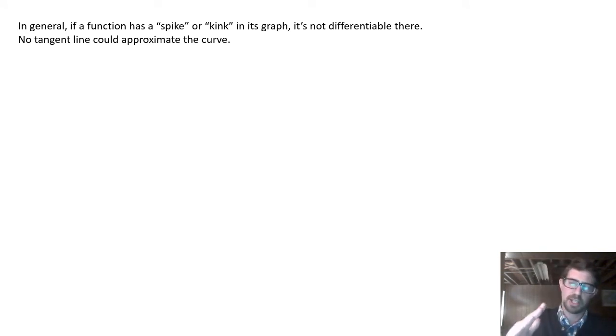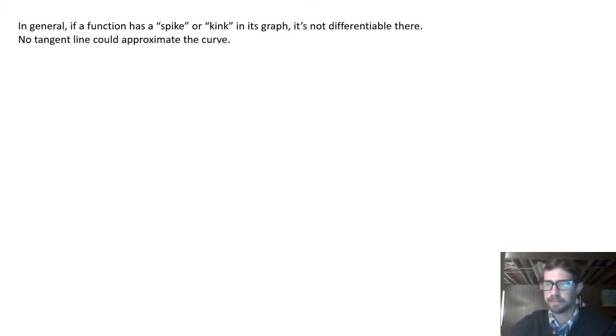Just picture that tangent line moving along a curve in that nice smooth way. You can't really imagine it happening right there. Remember, a tangent line glues itself to a curve and approximates it. But if you think about trying to stick a tangent line onto that spike, no matter how much you zoomed in, it would still look like a spike. It wouldn't look like the tangent line was sticking to the curve. And you can almost say it's not even really curved there. It's angular or sharp.